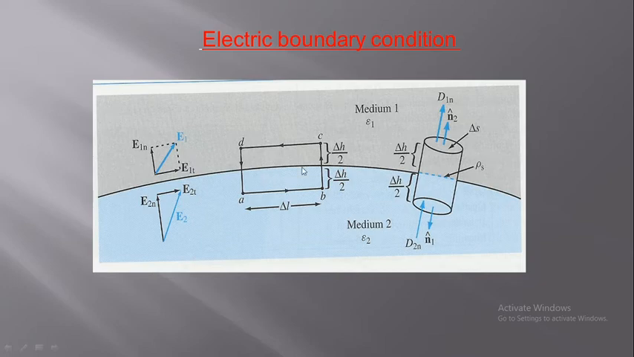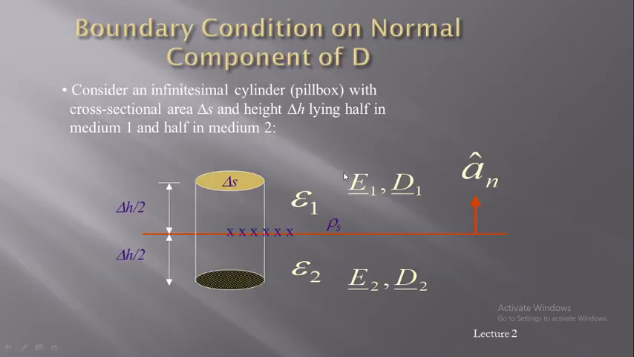Now for that we consider two things. First, we take a cylindrical surface where half the part is in medium 1 and half the part is in medium 2. The height is delta h, so in the upper part delta h by 2 and in the lower part delta h by 2. The surface area is delta s. Similarly, we take a closed loop ABCD where half the part is inside medium 1 and half is in medium 2, having length delta L and delta h by 2 as the height.